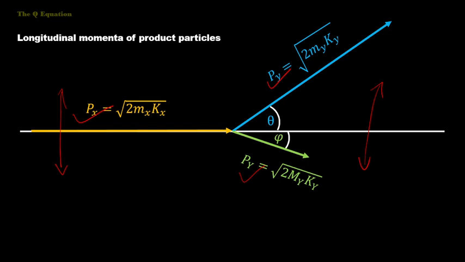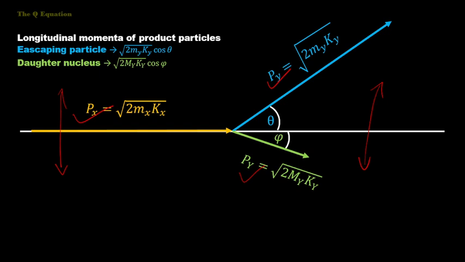If you consider the longitudinal momentum of the product particles, the longitudinal momentum of the escaping particle will be square root of 2 my ky cos theta. This is the angle theta. And this is the longitudinal momentum of the daughter nucleus. These two longitudinal momenta must add and equal the momentum of the projectile. Longitudinal momenta before the nuclear reaction must equal longitudinal momenta after the nuclear reaction.